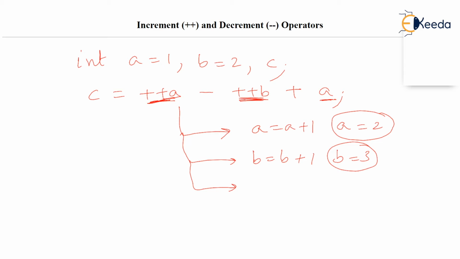And now the expression is c is equal to, okay, take these variables. The variable here is a. Take this operator minus. Take this variable b. Okay, take this operator plus and take the variable a. Now this confuses many beginners. Of course, you are seeing that c should become a minus b plus a. Now, what's the value of a here?